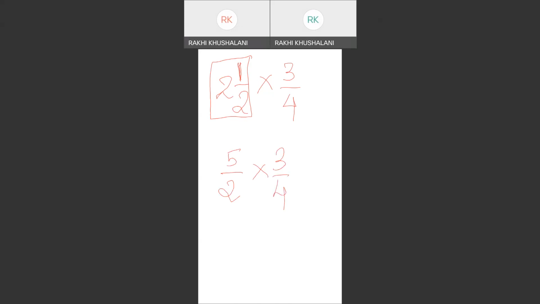Now you look at 5 and 4, 3 and 2, 5 and 2, 3 and 4. Is there any common factor between them? There is absolutely no common factor. So the answer will be numerator into numerator, denominator into denominator. That is 15 by 8.